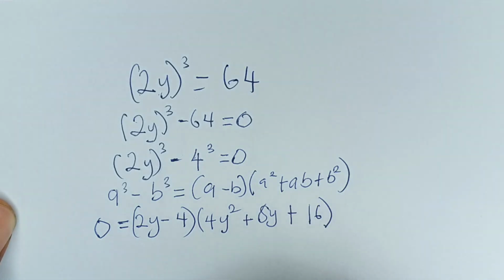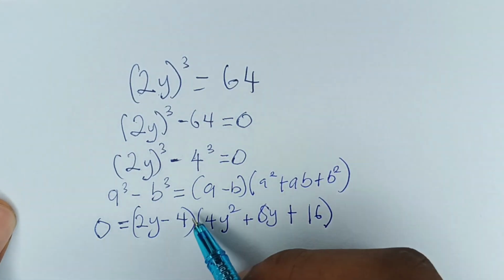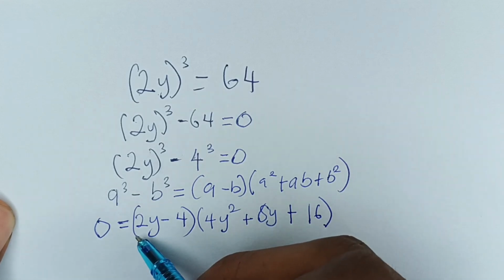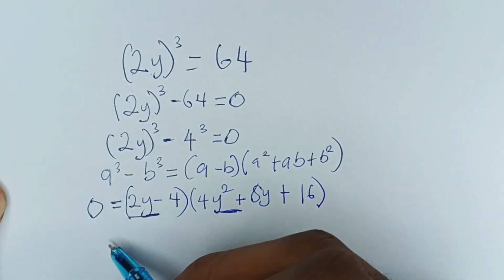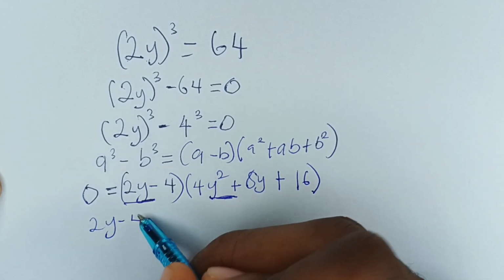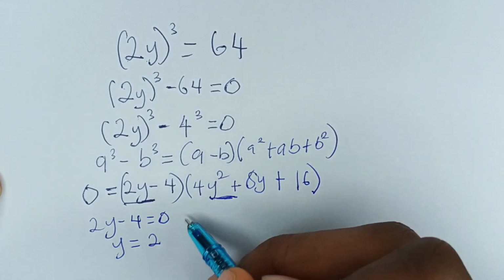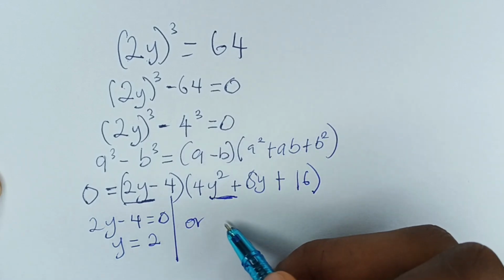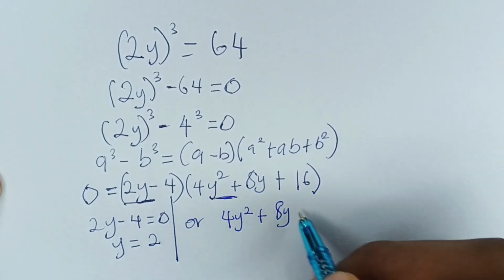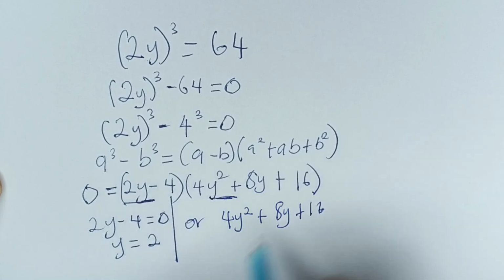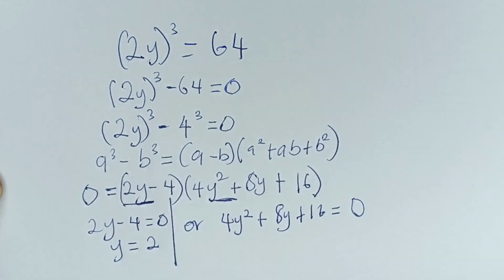and this is equal to 0. Okay, now from what we know, when the product of two things is equal to 0, either the first one is equal to 0 or the second one is equal to 0. Now it's either that 2y - 4 is equal to 0, hence y is equal to 2, or 4y^2 + 8y + 16 is equal to 0.